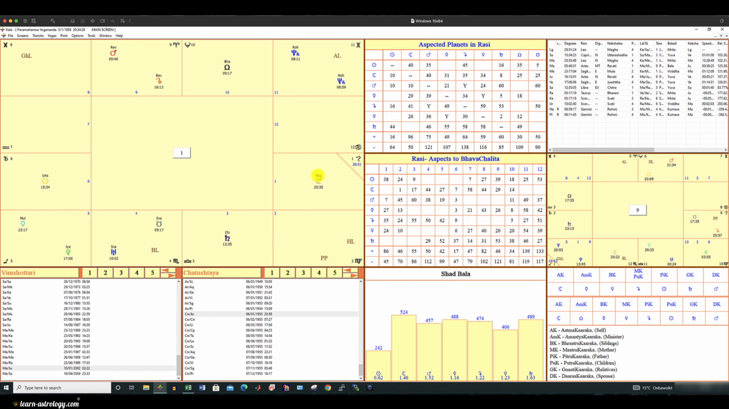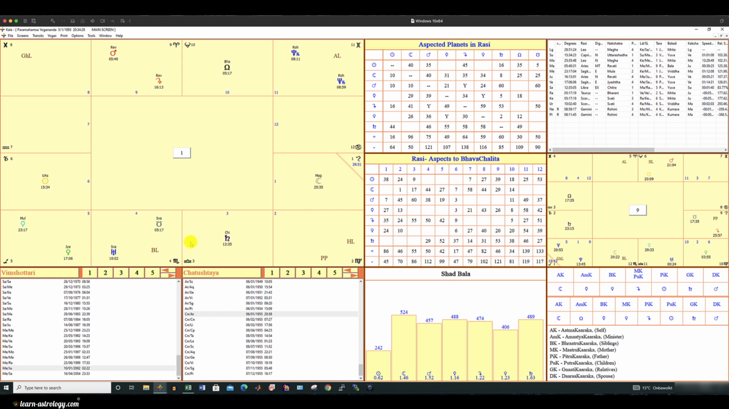Then the Atmakaraka here is in an odd sign. So if you have to count forwards here, you'll notice Moon is also Rashi aspecting the third cusp, and fourth from the Moon will be aspected by Jupiter, and fifth from the Moon he will have Venus and Mercury. So he has all the combinations for a writer, even by aspects, even by position.